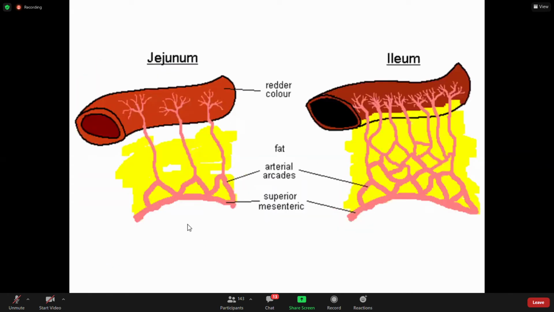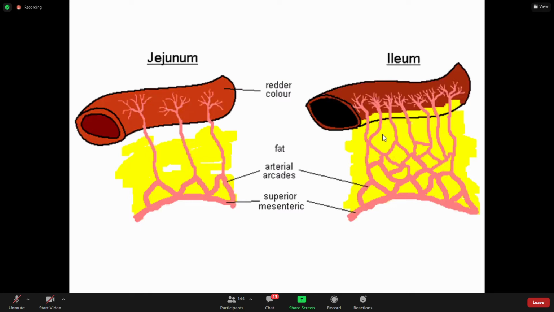And then you can look at the rows of the arterial arcade. Normally in the duodenum there are 1 to 2 rows of arterial arcade, while in the ileum you will have 3 to 4 rows of arterial arcade. And the vasa recta, which are these long end arteries, you can see here are long as compared to the vasa recta supplying the walls of the ileum.